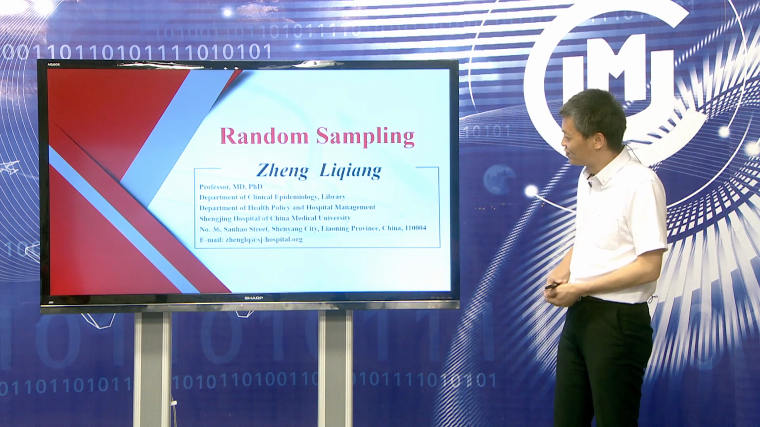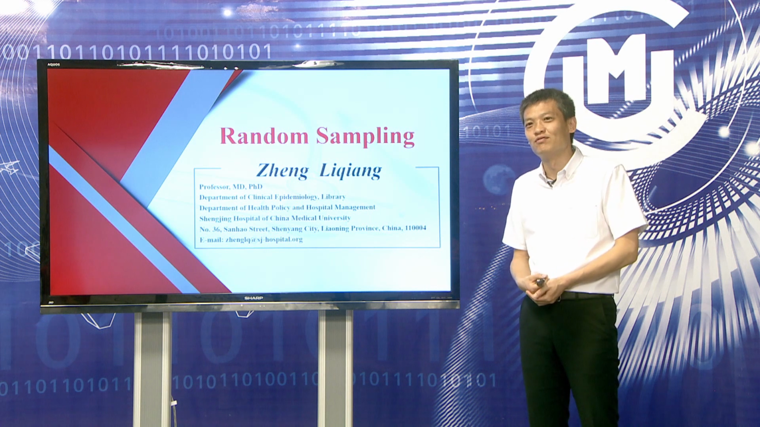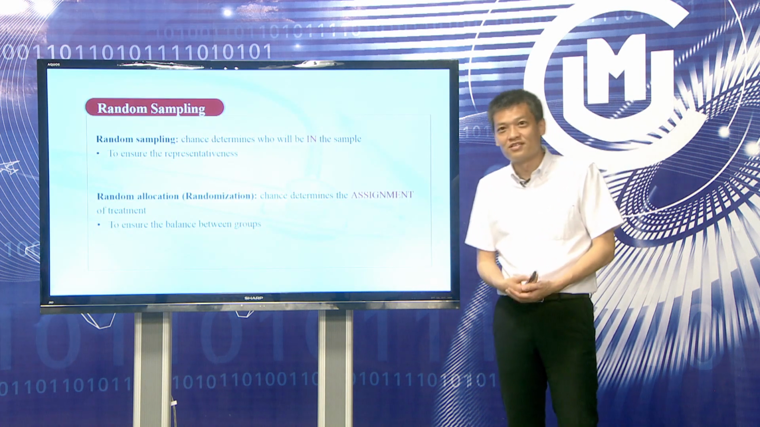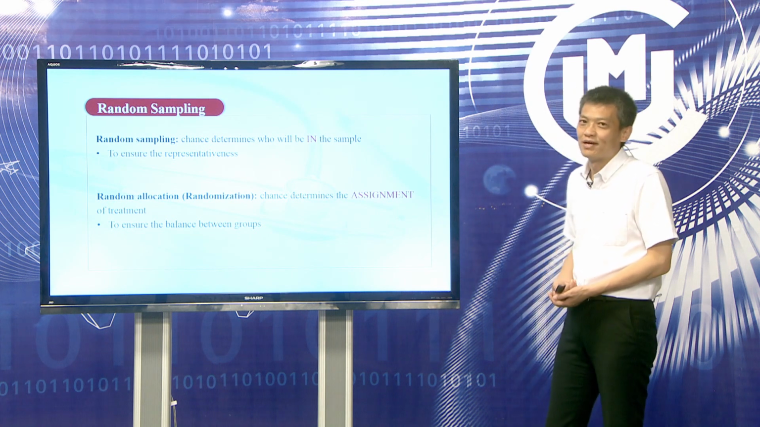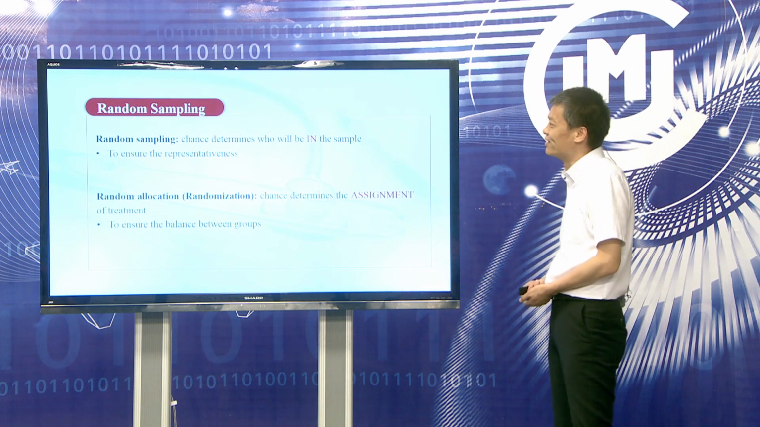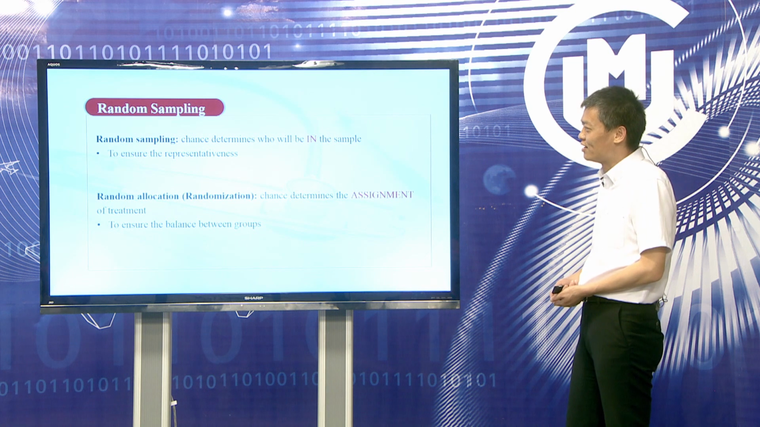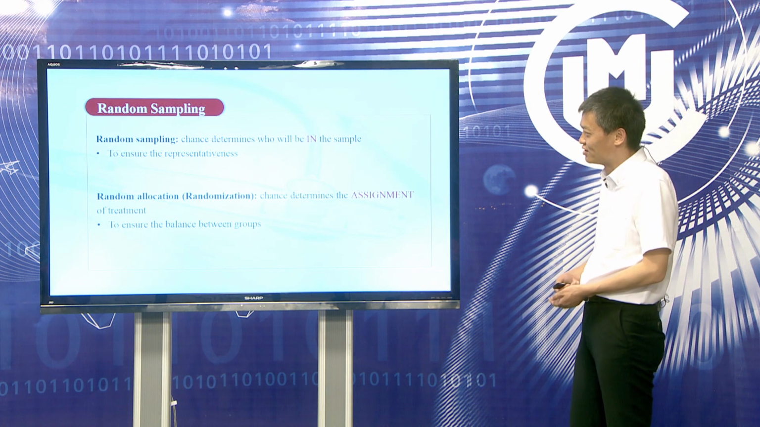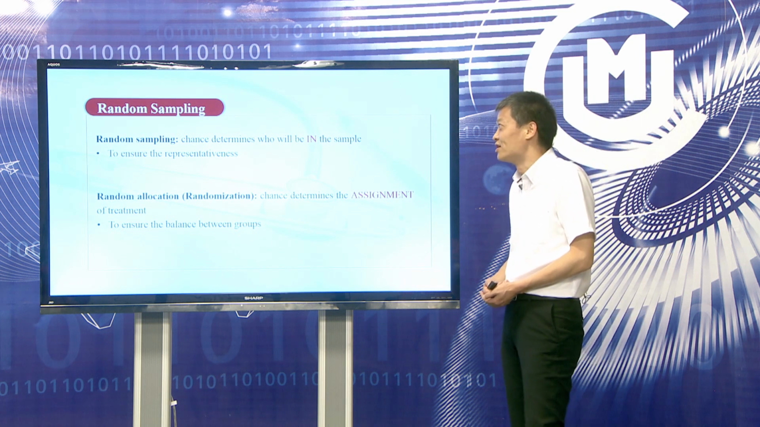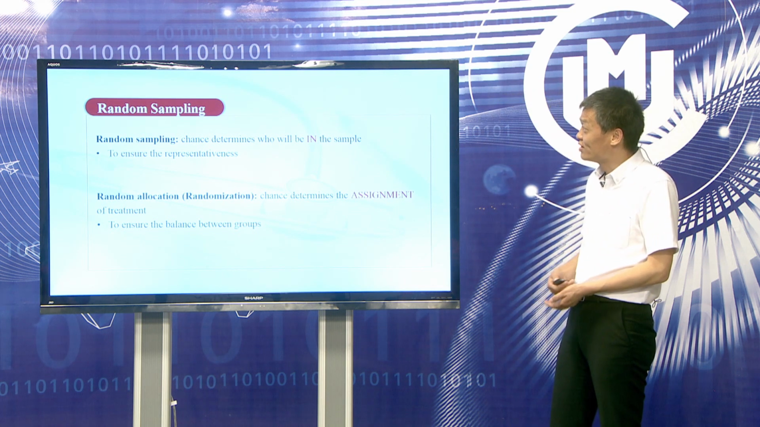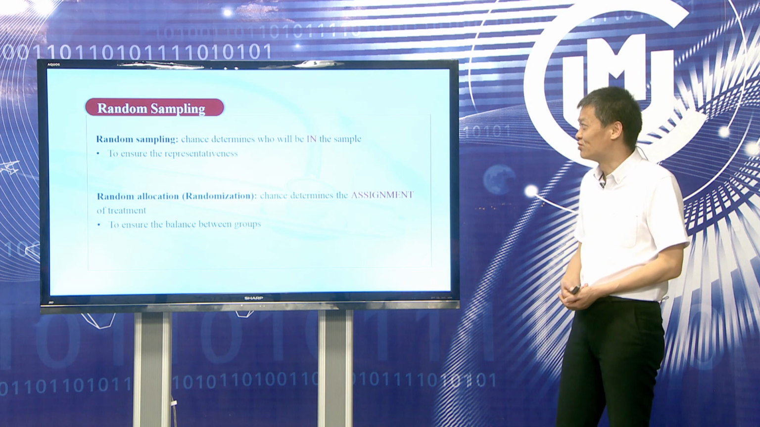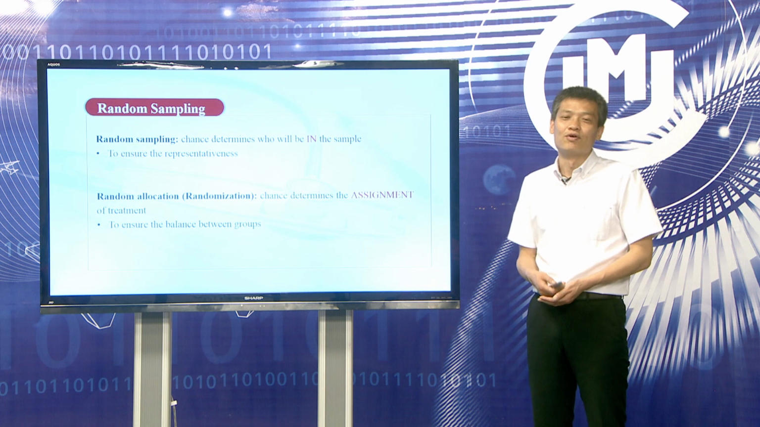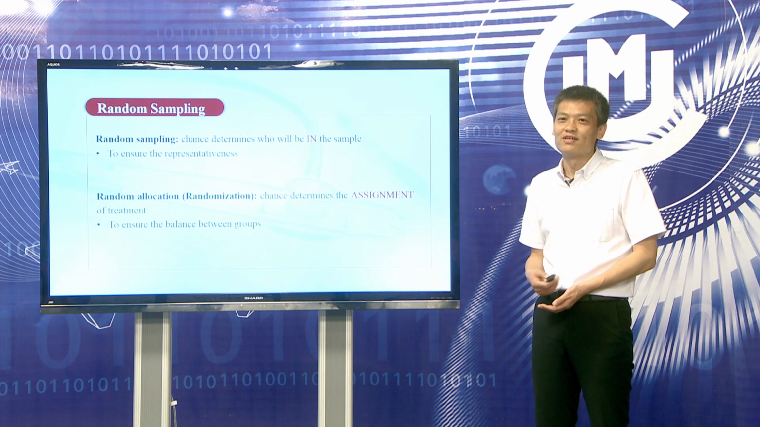And next, we will introduce the topic of random sampling. Generally speaking, random has two types. One is random sampling, another is random allocation. Sometimes random allocation is called randomization. Random sampling is when chance determines who will be in the sample, and random sampling helps us to ensure representativeness.